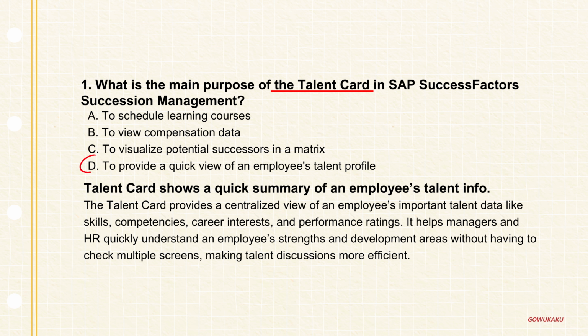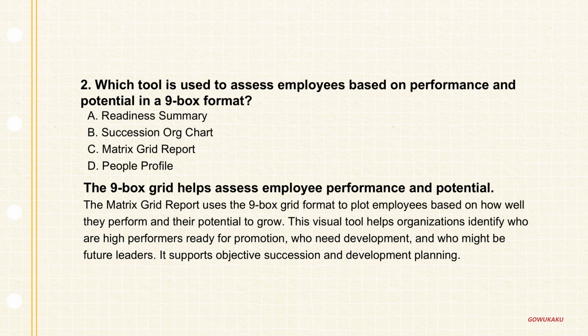Okay, so you got that quick snapshot. What's the next step? Looking at talent more broadly, and this is where the matrix grid report comes in. This is more than just a basic report, isn't it? It's a dynamic tool, visually plotting employees based on performance and potential, usually that classic 9-box grid we see a lot. And it's designed specifically to help pinpoint high performers, high potentials, and future leaders, the core of succession planning.